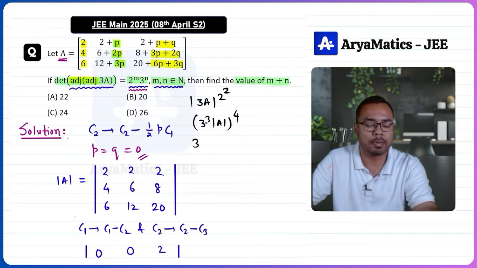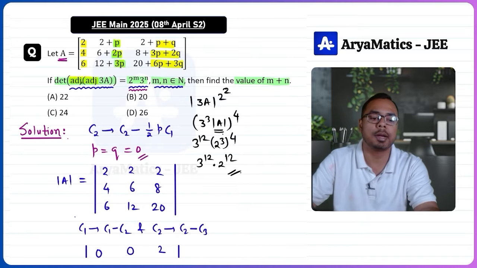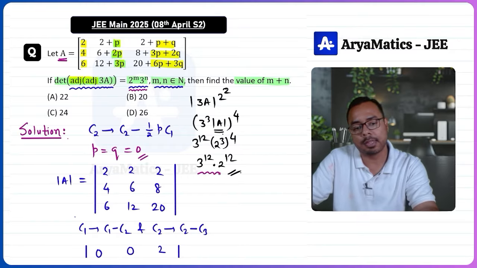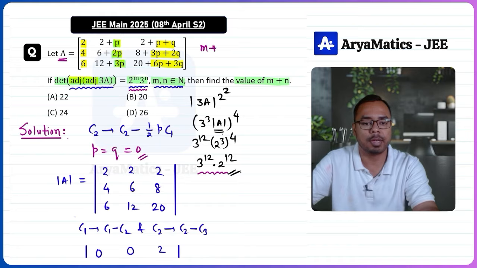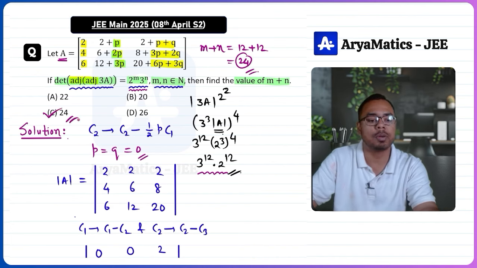Now 3 cube raised to 4, that will be 3 raised to 12. And determinant of A, this was nothing but 8. 8 is 2 cube, this raised to 4. So ultimately this will become 3 raised to 12 into 2 raised to 12. That is the determinant of adjoint of 3A. So clearly you can see that if I compare with this one, then 3 raised to 12, 2 raised to 12. We needed M plus N. So clearly M is 12, N is also 12. So M plus N must be 24. So the correct answer for this problem will be option C.